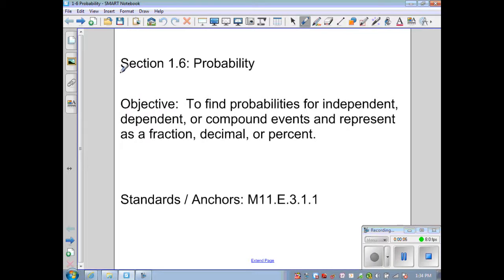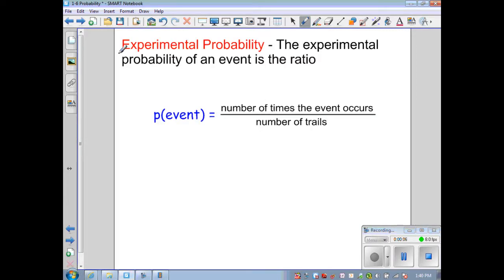Section 1.6 probability. Define the probabilities for independent, dependent, or compound events and represent as a fraction, decimal, or percent. Experimental probability. The experimental probability of an event is the ratio, and let's define it by that ratio. Here we have P, which means probability. The event would be, for example, if I want a heads while I'm flipping a coin.